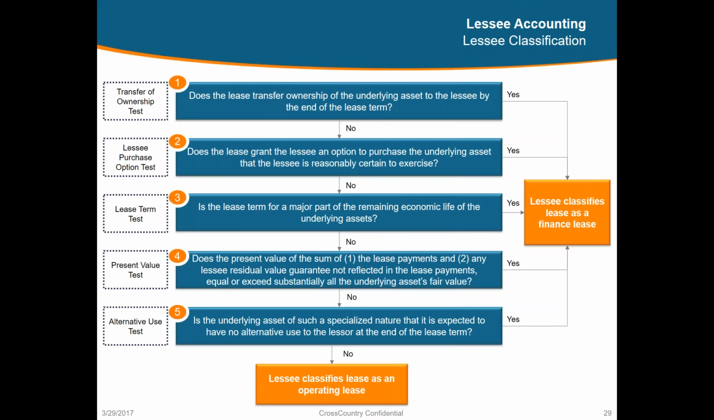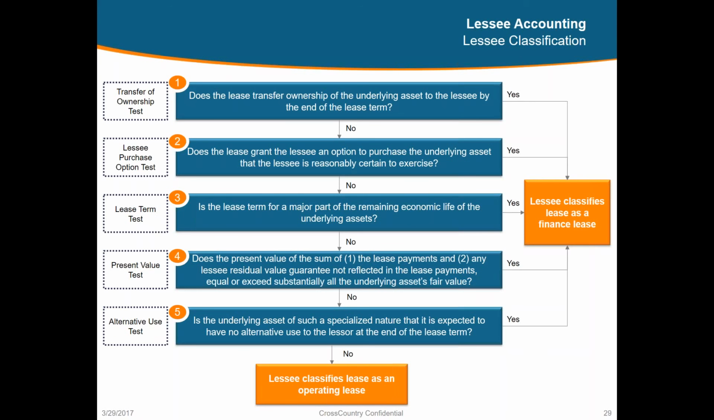Transfer of ownership test does not apply if the commencement date of the lease falls at or near the end of the economic life of the underlying asset. The lease term and present value tests under Topic 840 had a similar late in life exception. However, under Topic 842, the exception only applies to the lease term test.